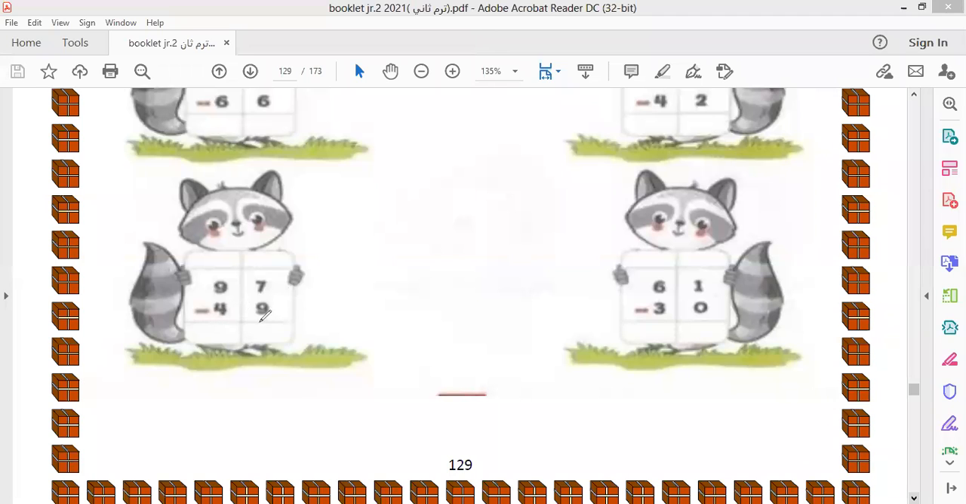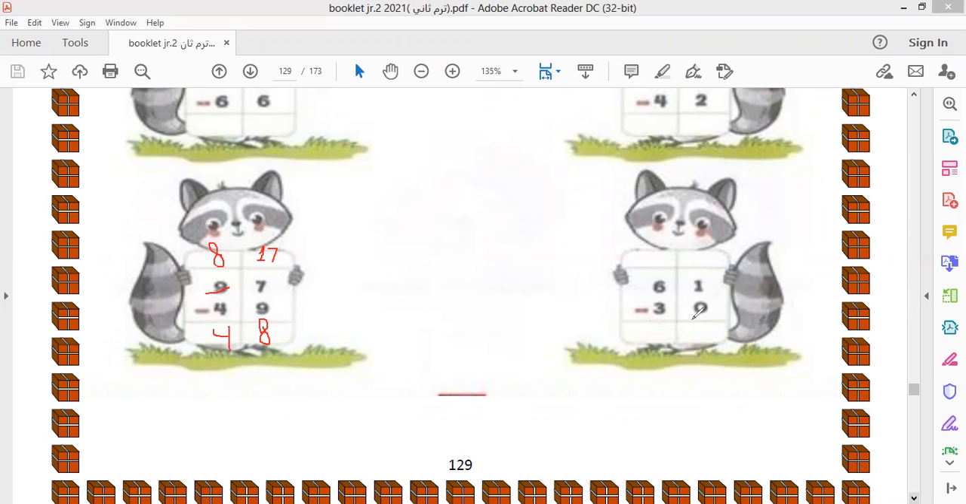97 minus 49. 7 minus 9 doesn't work, so we go to what? Next place and borrow 1. 9 becomes 8. And 7 becomes 17. And 17 minus 9 equals 8. And 8 minus 4, 4.